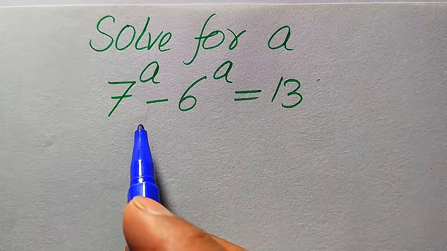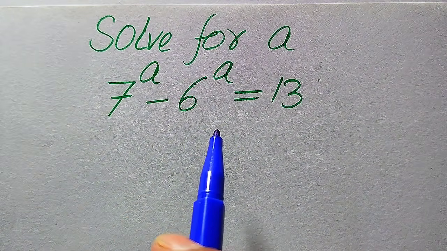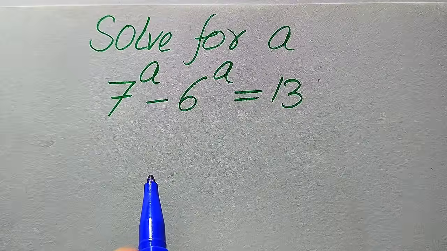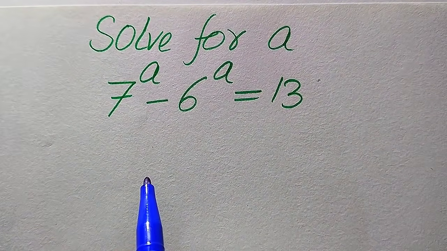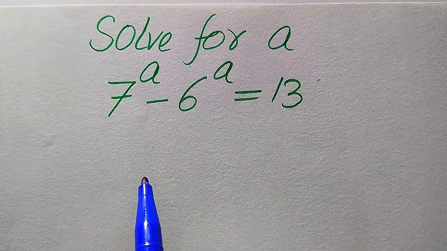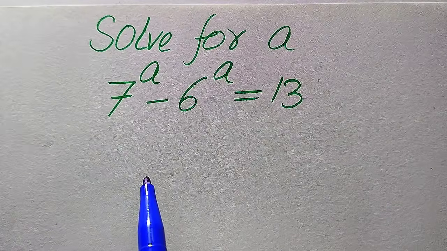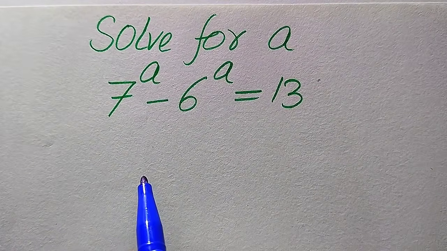So here we have 7 to the power of a minus 6 to the power of a is equal to 13, and we solve this problem for all the values of a. At the end we will verify which of the roots are solutions and which of the roots are extraneous. Further, we will show the solution in graphical representation. So please watch this video to the end. And now we move towards the solution of this problem.